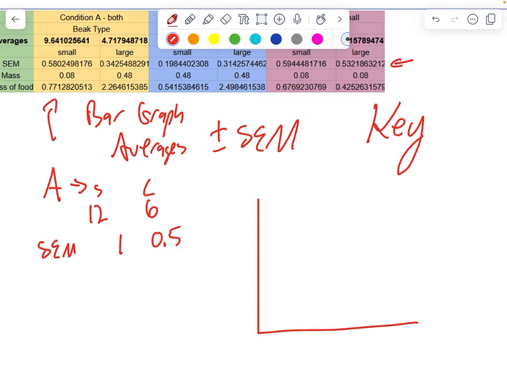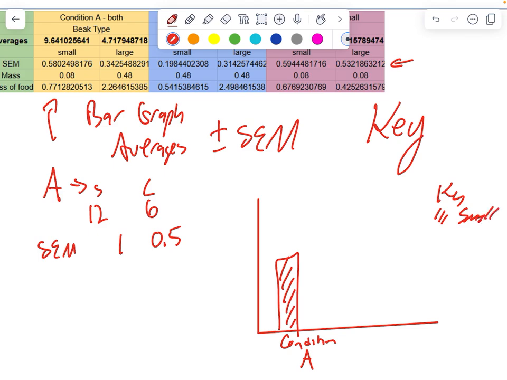So here's going to be our graph, and I'm definitely going to use a key. We're just going to say condition A right here, and then we're going to have a key over here. Maybe we do lines for small beak. That's going to be 5, 10, 12. Again, make sure the spacing is nice here. And then large was 6, so 6 is about right here. You can see that the standard error was plus and minus 1, so you go up to 13, down to 11, and you graph.